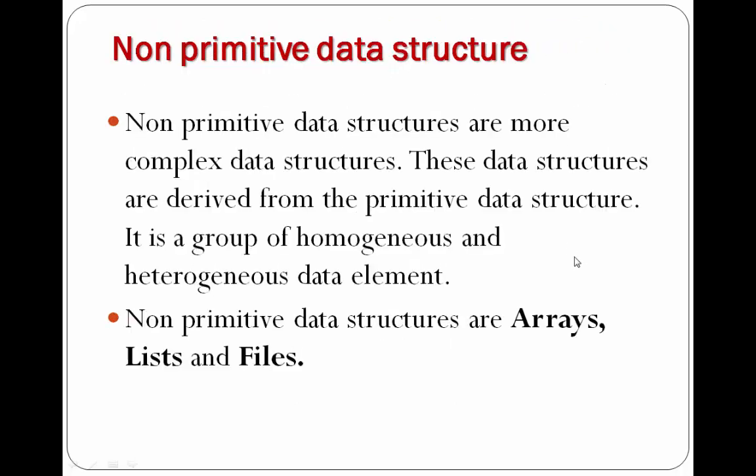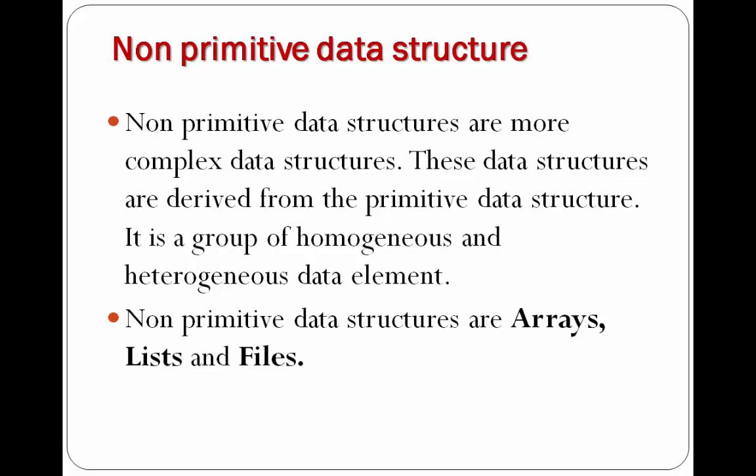Next, we have to discuss non-primitive data structures. We already discussed what primitive means: these are the data structures which are directly operated on by machine level instructions. Now, what do you mean by non-primitive data structure? Non-primitive data structures are more complex data structures. These data structures are derived from primitive data structures. Means these data structures are organized in a little bit complex order. That's why they are called complex data structures.